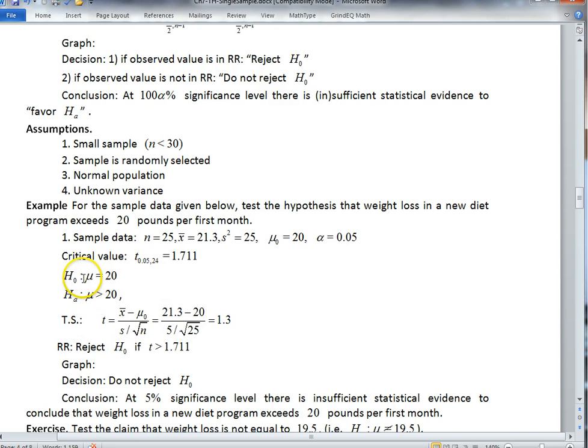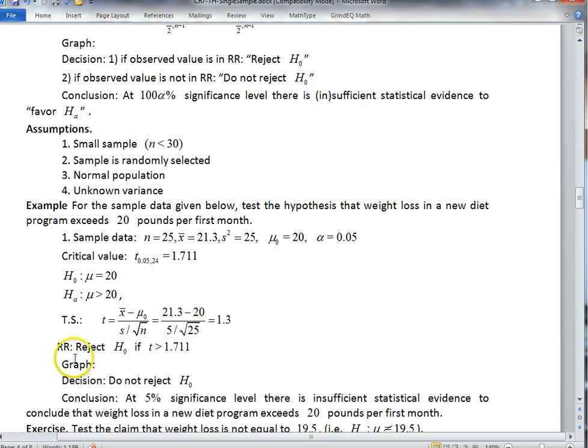Okay, so now this is my mu 0. This is my null hypothesis. My alternative is I want to test whether mu is larger than 20. So my test statistic, it doesn't matter whether it's a one tail or a two tail, it's the same. What changes when the alternative changes is the critical value here. So I have the formula, I substitute, so x bar is 21.3, mu 0 is 20, s is square root of the variance, it's 5, n is 25, so that's the square root of 25, and it's 1.3.